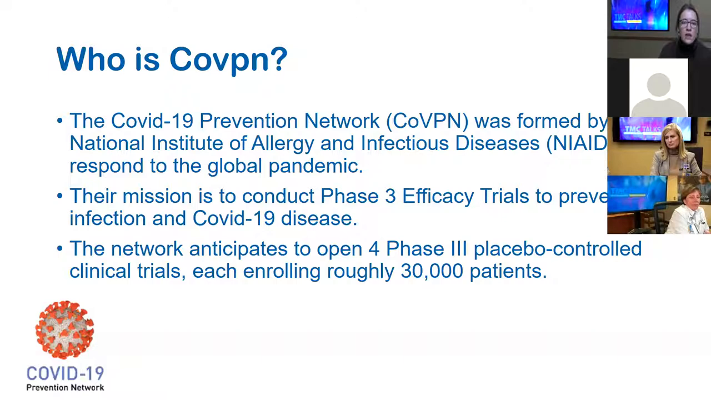The first thing I wanna say is, what is COVPN? The COVPN is the COVID-19 Prevention Network. It was formed by the National Institute of Allergy and Infectious Diseases to respond to the global pandemic. And basically, its mission is to conduct phase 3 efficacy vaccine trials to prevent COVID-19 infection and disease. The network anticipated opening 4 phase 3 placebo-controlled clinical trials when we started, each of them enrolling about 30,000 patients. But in some cases, we may be doing more work than originally anticipated.